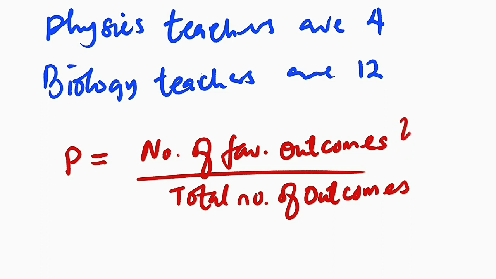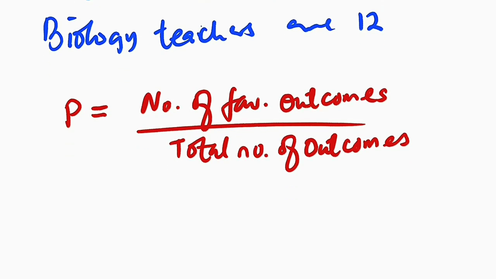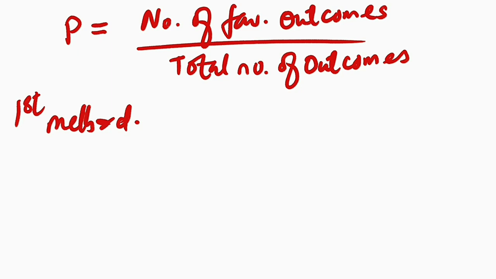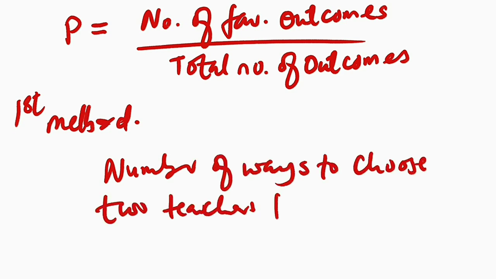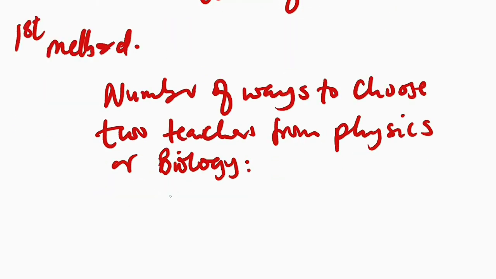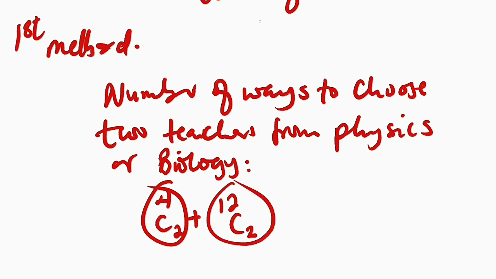So to find the number of favorable outcomes, I'm going to use combination. That is my first method. So the first method, number of ways to choose 2 teachers from physics or biology will be what? So let me even write it here. Number is what? 4 combination 2 plus 12 combination 2. All right? This is for what? Physics, and this is for biology. You know that OR stands for addition.